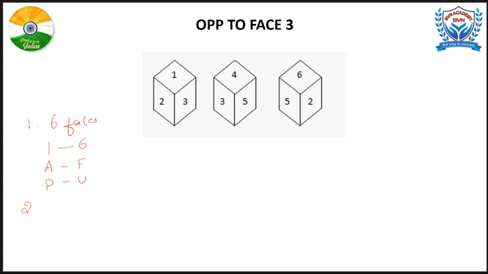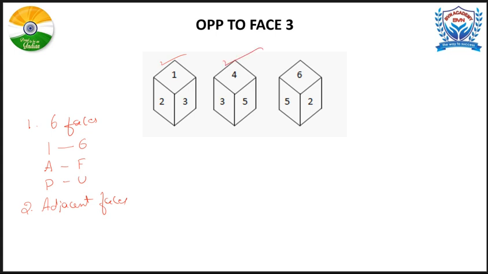And the second concept is adjacent faces. Adjacent faces is nothing but, in the problem picture, if you see, 1, 2, 3 are appearing together. In the first one, 1, 2, 3 are appearing together. So they are considered as adjacent faces to each other. That means to say 1 is adjacent to 2, 2 is adjacent to 3, 3 is adjacent to 1.